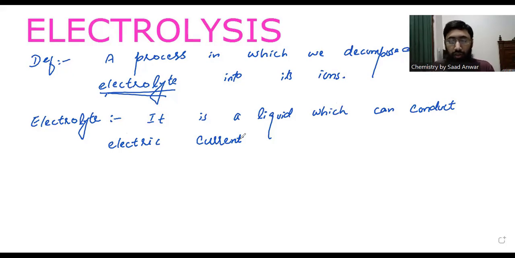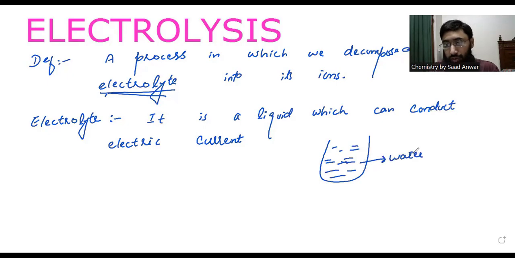This is the electrolyte. For example, let's take a simple example. This is a water solution. This is water, and when we put NaCl, sodium chloride, in it, this now becomes an electrolyte, a liquid which has the capacity to conduct electric current. So what happens during electrolysis? The electrolyte decomposes into ions. And how do these electrolytes decompose into ions? What type of ions? We are going to discuss these things in detail.